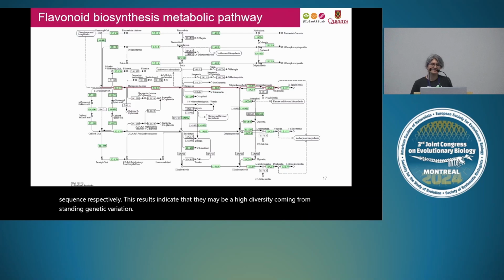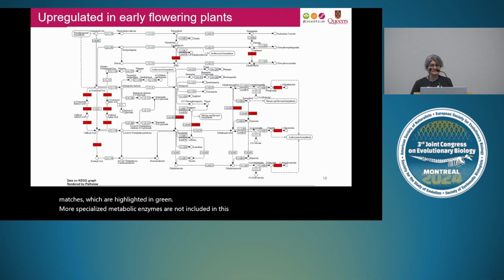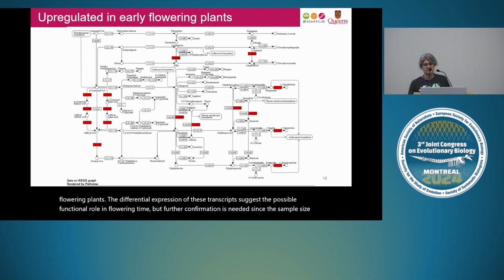Here is a more extensive flavonoid biosynthetic network of some of the proteins that have matches, which are highlighted in green. More specialized metabolic enzymes are not included in this pathway. And these are the sequences that correspond to the transcripts that are upregulated in early flowering plants. The differential expression of these transcripts suggests a possible functional role in flowering time, but further confirmation is needed since the sample size was too small to conclude anything.